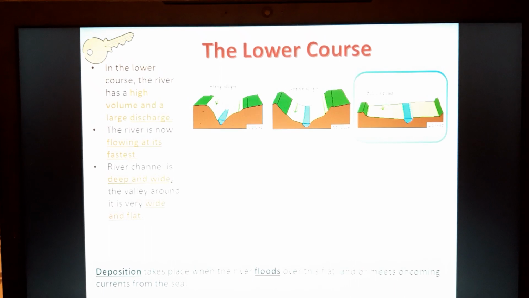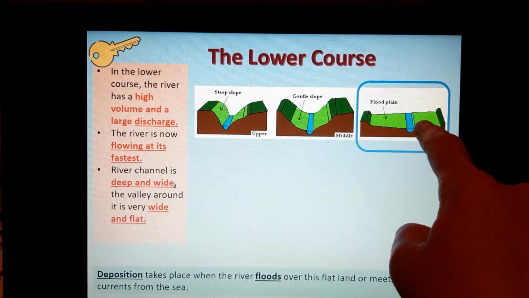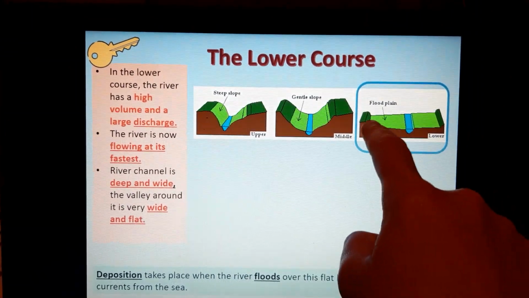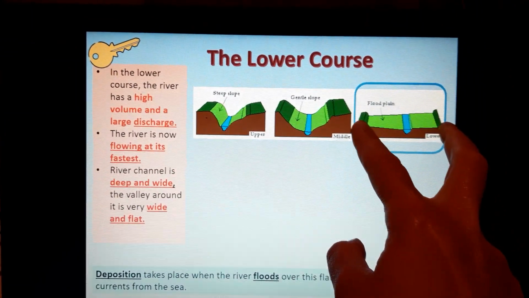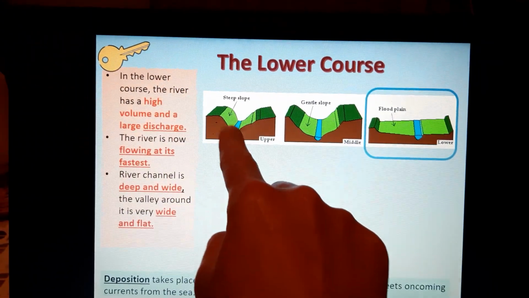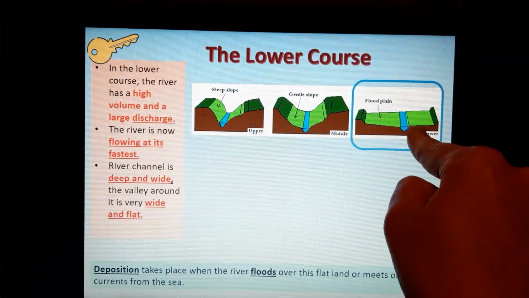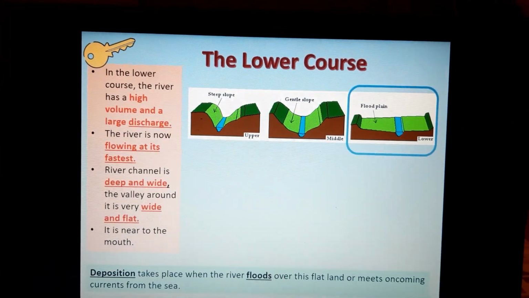And the river is deep and wide, and the land around it is flat, and that flat land extends for quite a long way, so the valley is wide. In the upper course, you get this V-shaped valley. The middle course, more of a U-shaped valley. In the lower course, it's a very flat, wide valley.